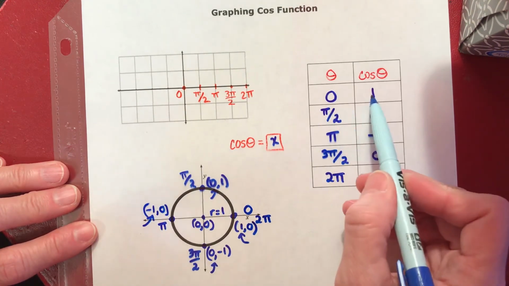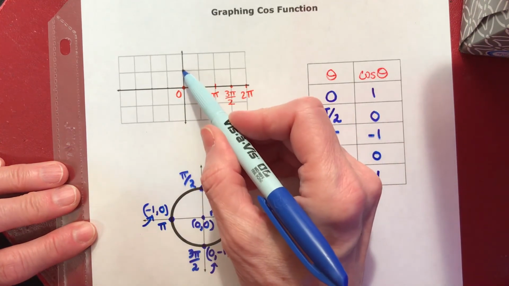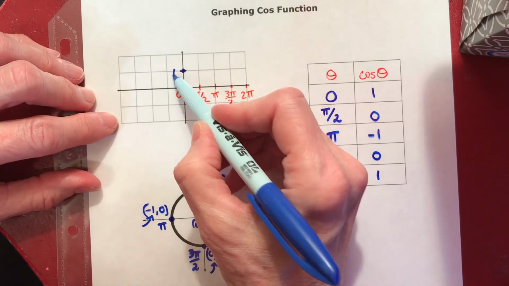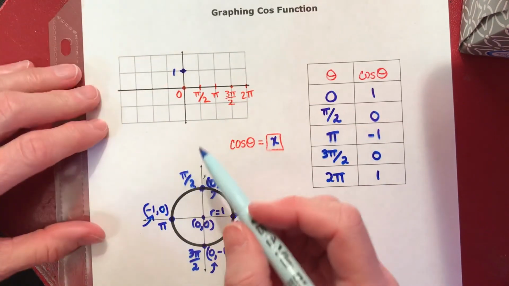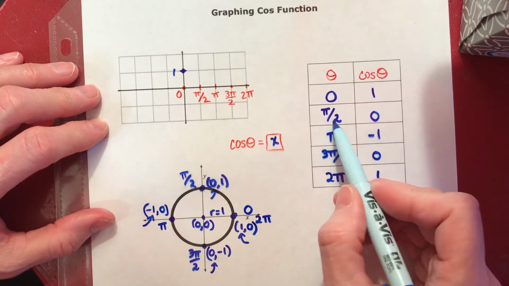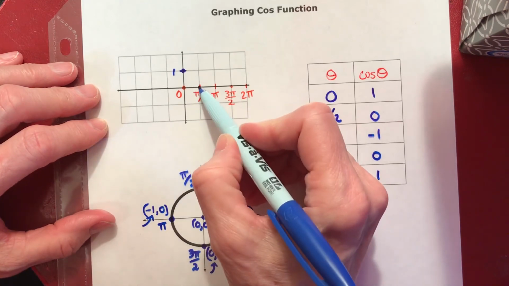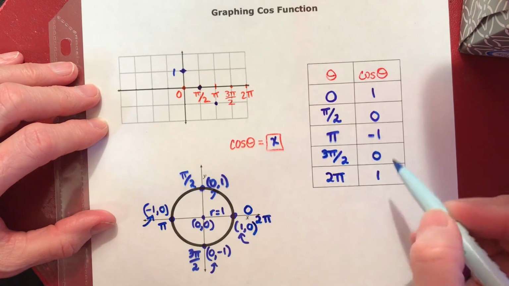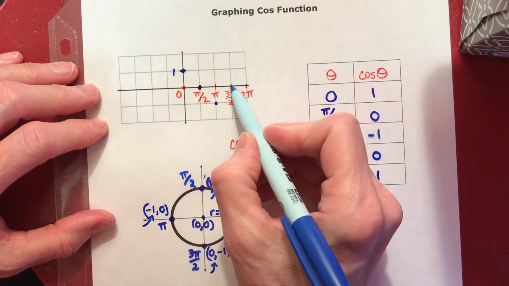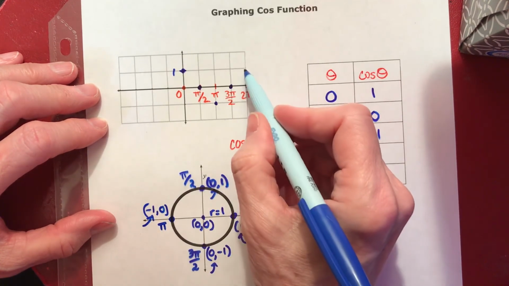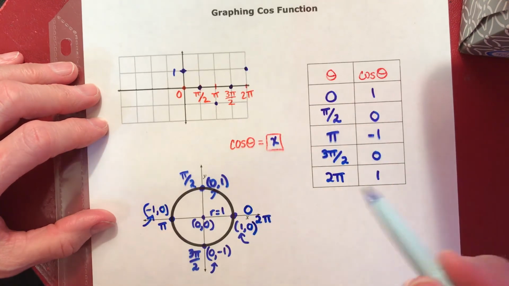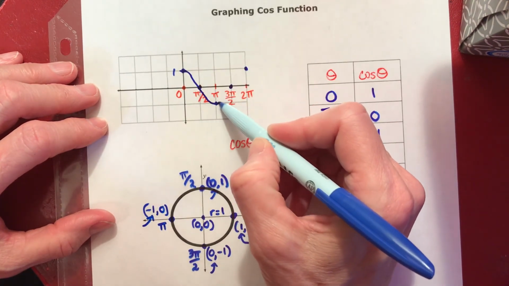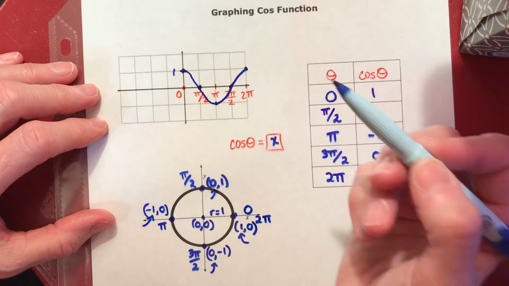So 0, 1. The cosine function, importantly, starts up here at +1. Then we move to 0 when we are at pi halves. Then at pi we are at -1. At 3 pi halves we're back at 0. And at 2 pi we are back up at 1. So we will end up having this kind of a little curve that looks like that.